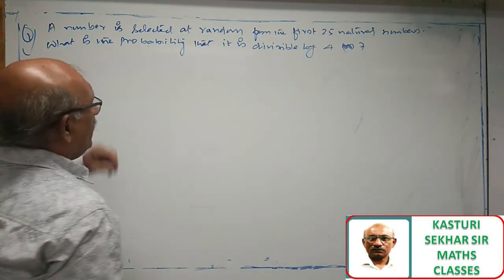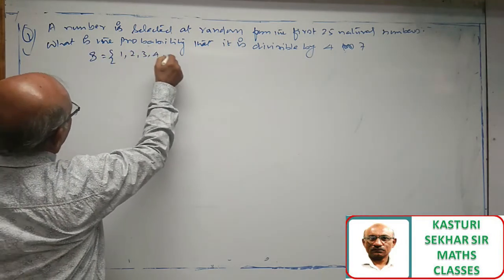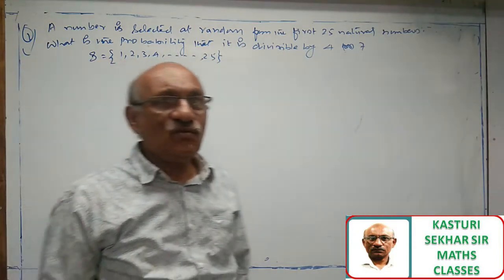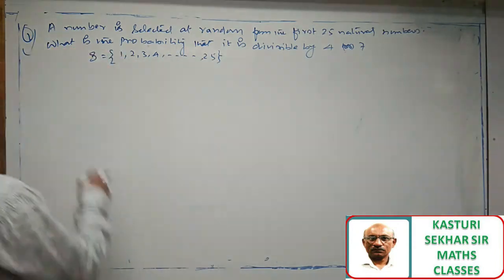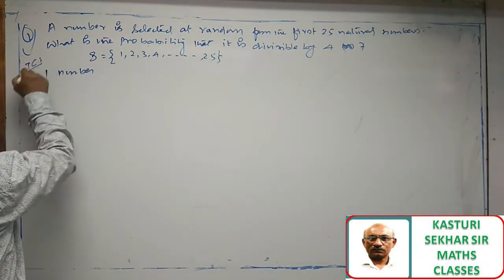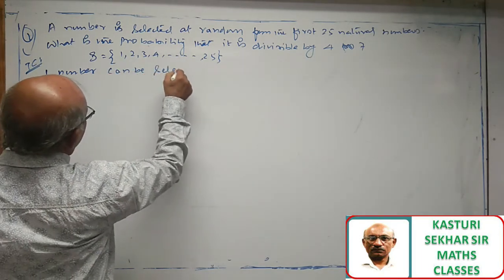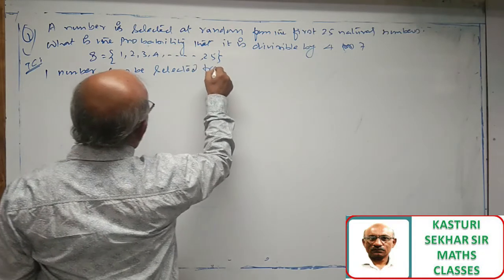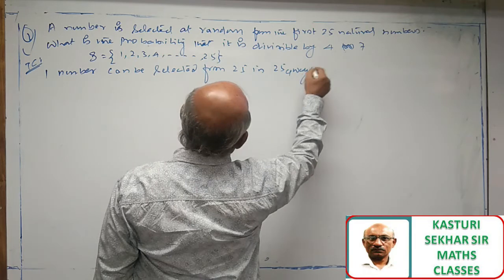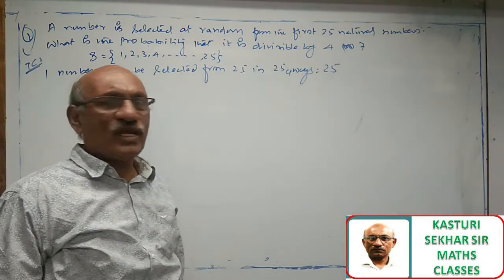Now 25. So my sample space is having 25 numbers. One number can be selected. I am calculating total number of cases. One number can be selected from 25 in 25C1 ways, this is 25. Total number of cases are calculated.